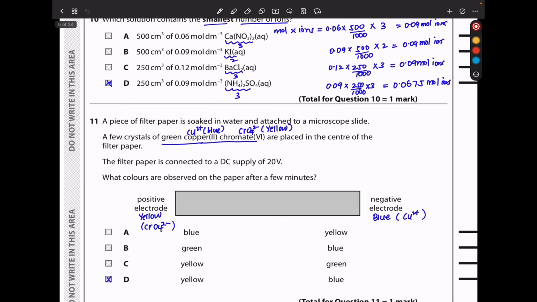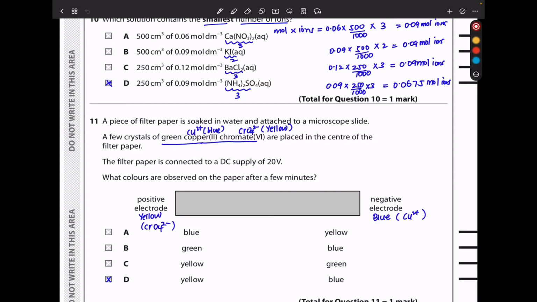In question 11, a piece of filter paper is soaked in water and attached to a microscope slide. A few crystals of green copper 2 chromate are placed in the center of the filter paper. The filter paper is connected to a DC supply of 20 volts. What colors are observed on the filter paper after a few minutes?